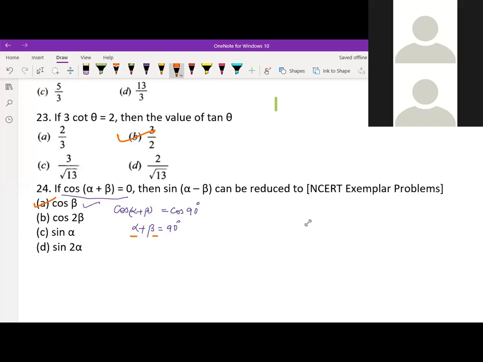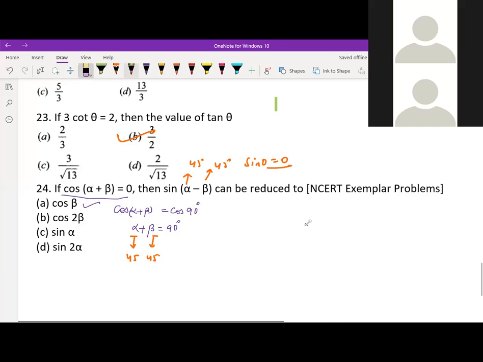Yeah, you can do it that way if you want. If you are writing 45 and 45, here this is 45, this is 45, so sin 0. Sin 0 is 0 only. And cos beta is what? Cos 45 is there. So this is not the answer then.